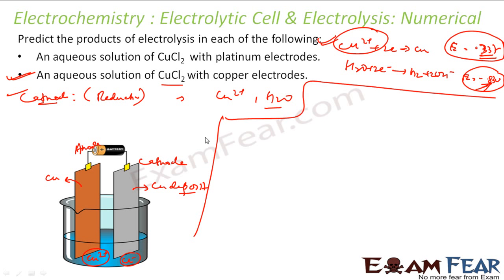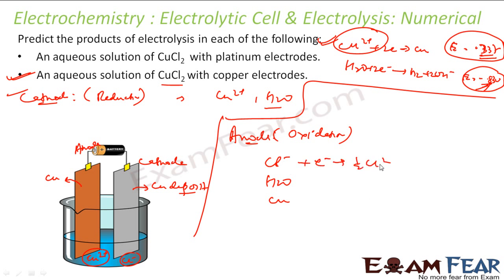Trick part. At the anode, some oxidation will happen. So here for oxidation, I have one option of Cl- ions. One option is my water. And the third option I have is my copper itself. Copper may get oxidized. Correct? So let me write the reaction for all.